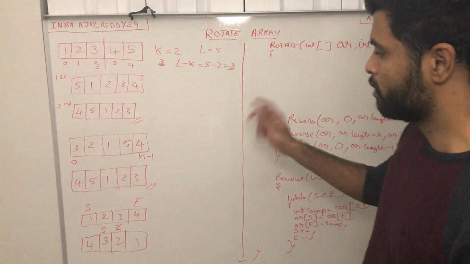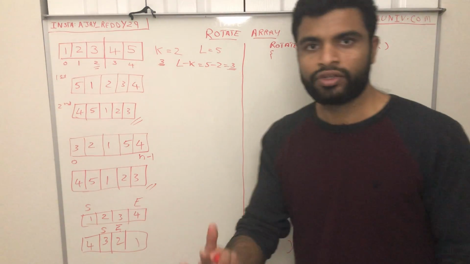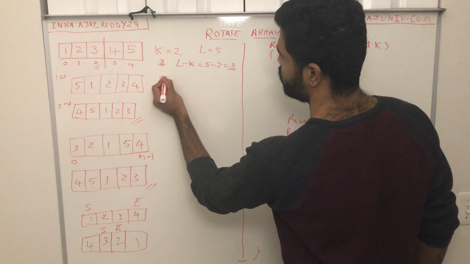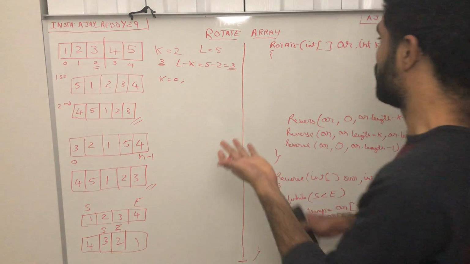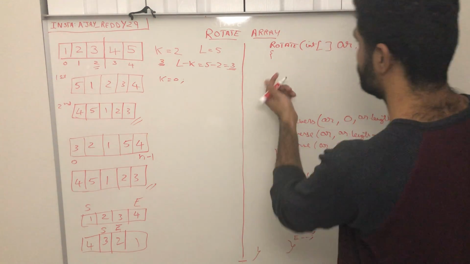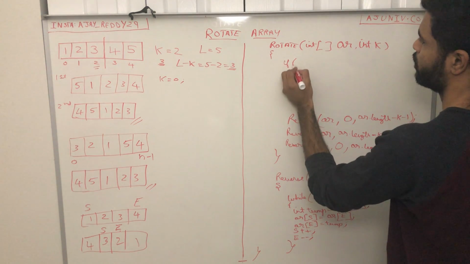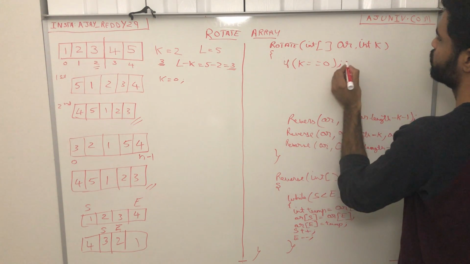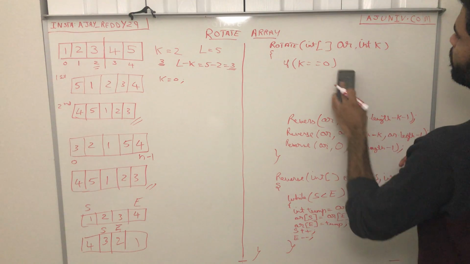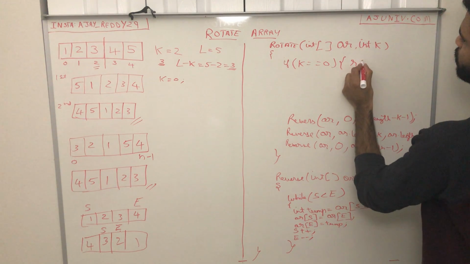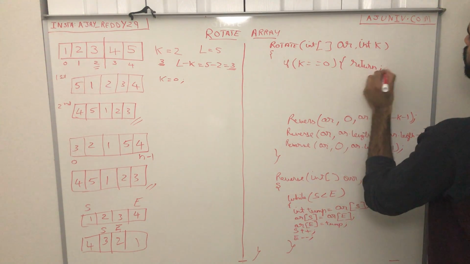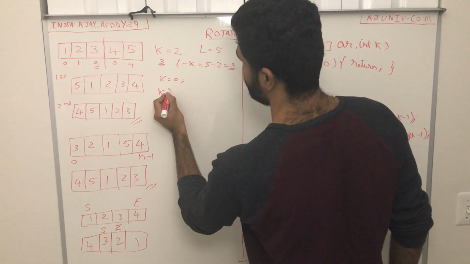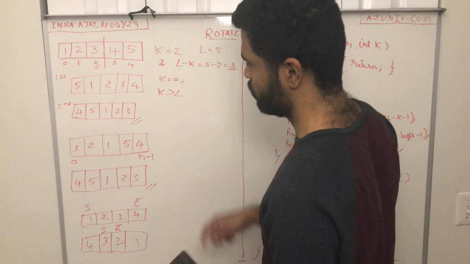And also, there may be two scenarios. One is when k is 0. When k is 0, there is no need for us to do any rotations. So I'm just making sure I do nothing when k equals 0. If k equals 0, I just want to return from the function without doing anything. That is one scenario. And the other is whenever k is greater than the length, so let me show that one.